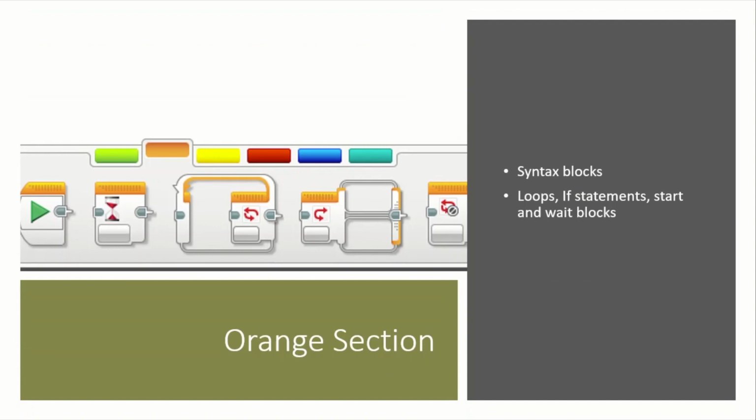The second section of the block palette, the bottom section where all the blocks are, is the orange section. These are the control blocks. Some of these are the start program block, the loop blocks, and the if statement block or the switch block. These change your code flow, repeating the process or just starting your program.